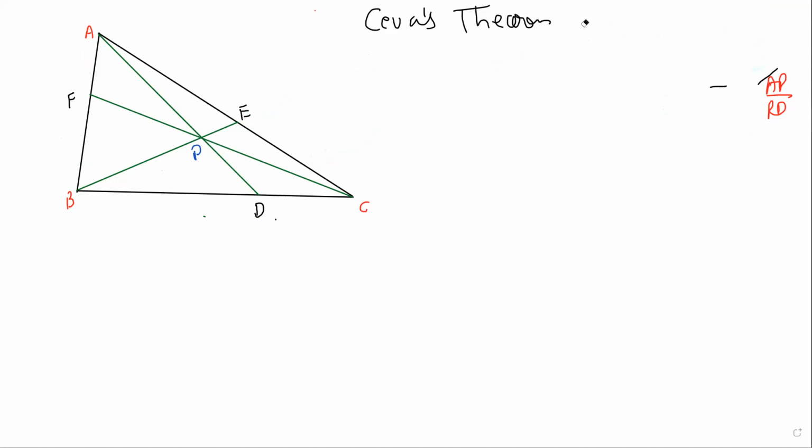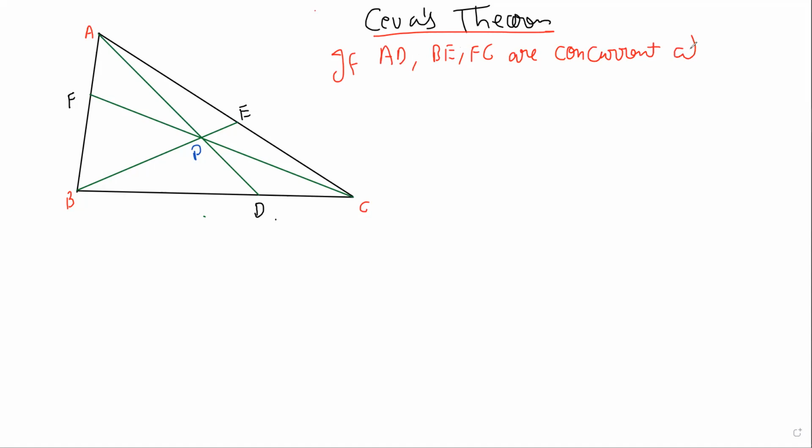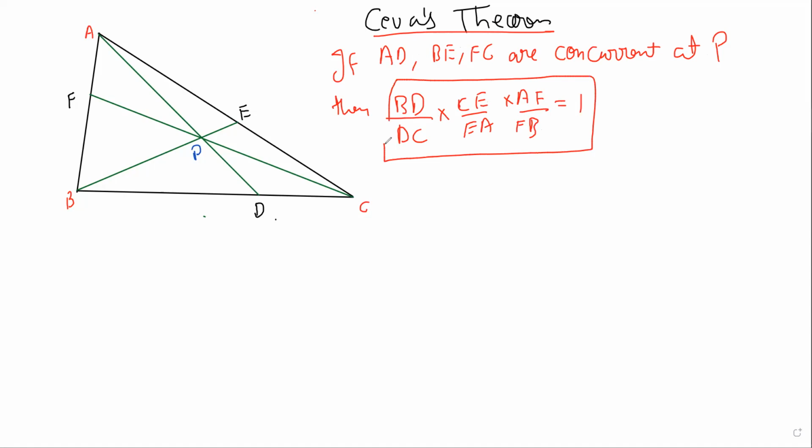So we can safely say that if these three are concurrent, let me write that again, no problem. If AD, BE, and FC are concurrent at P, then BD by DC times CE by EA times AF by FP is equal to 1. This is the wonderful theorem.